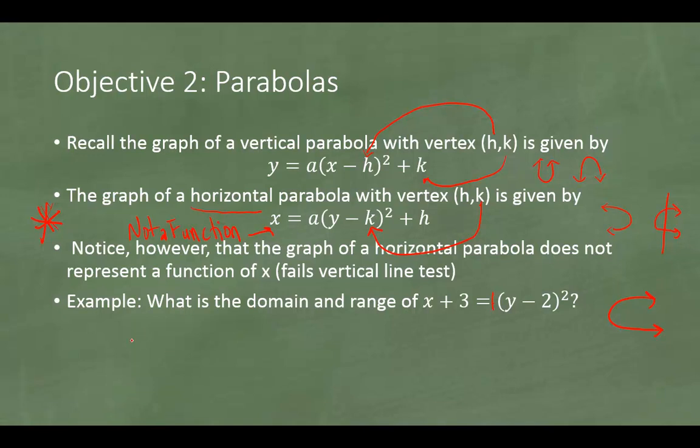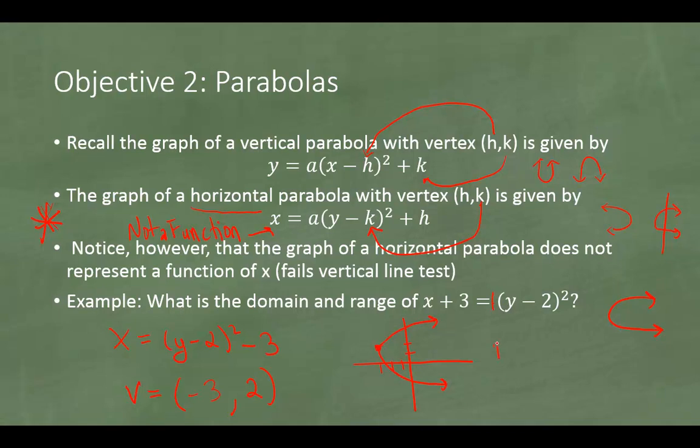So writing this in the vertex form, it would be x is equal to y minus 2 squared. Subtracting this 3 to the other side would be minus 3. And that should tell you that the vertex is, right, what does it say? It's h, which is negative 3, and then k, this is minus k, so a 2. That tells you that if you regraph this, the vertex is at negative 3, 2, right there, and it opens to the right.